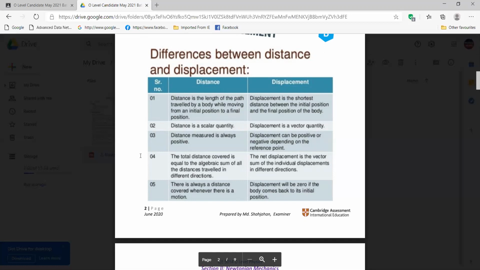Distance is a scalar quantity. Displacement is a vector quantity. Distance measured is always positive. Displacement can be positive or negative depending on the reference point. The total distance covered is equal to the algebraic sum of all the distances traveled in different directions. The net displacement is the vector sum of the individual displacements in different directions. There is always a distance covered whenever there is a motion. Displacement will be zero if the body comes back to the initial position.